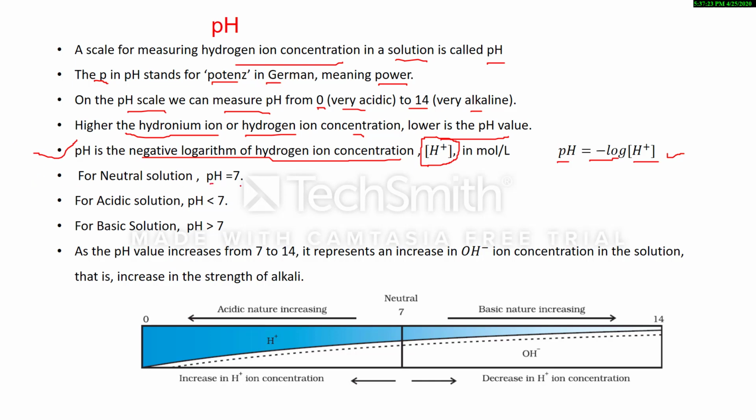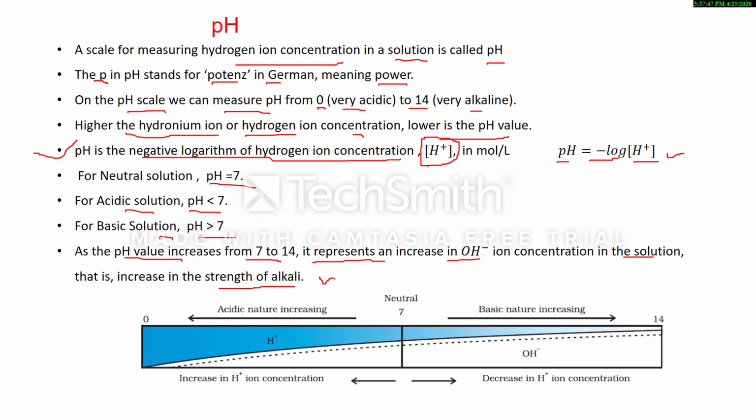For a neutral solution, pH is 7. If acidic solutions are there, pH is less than 7. For a basic solution, pH is more than 7. As the pH value increases from 7 to 14, it represents an increase in OH minus ion concentration in the solution, that is, an increase in strength of alkali.